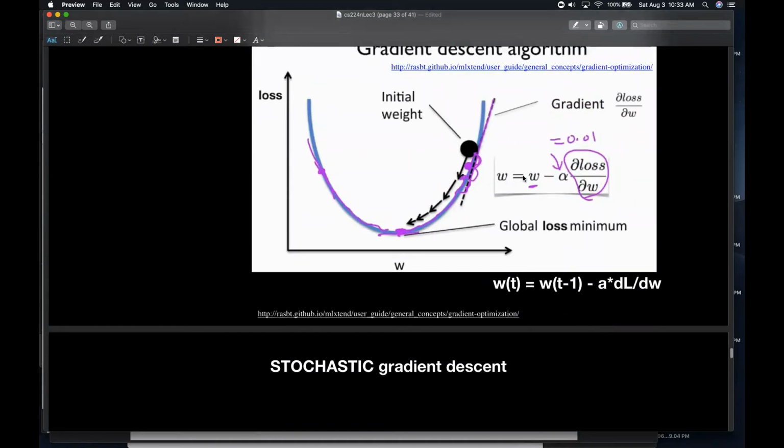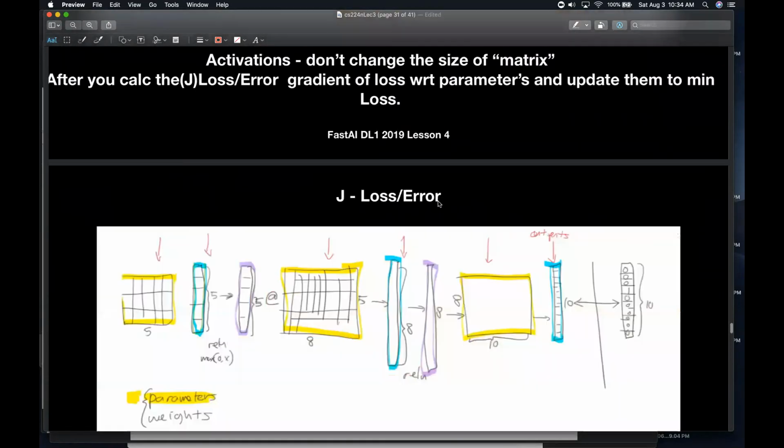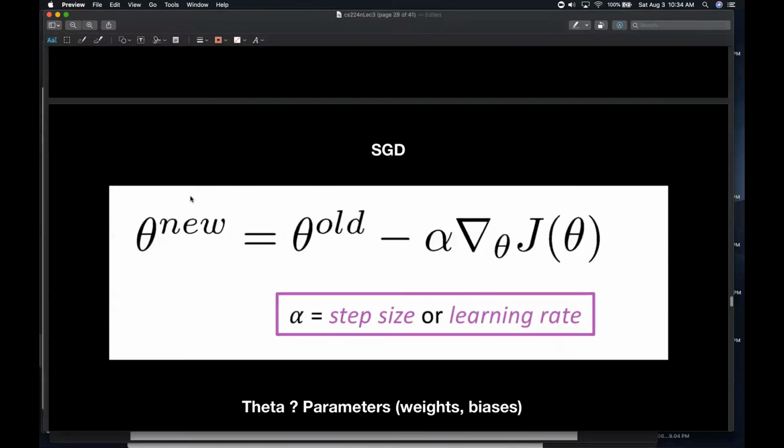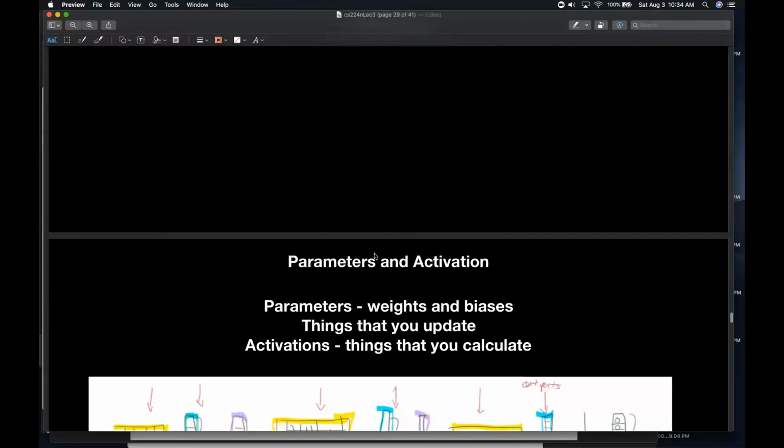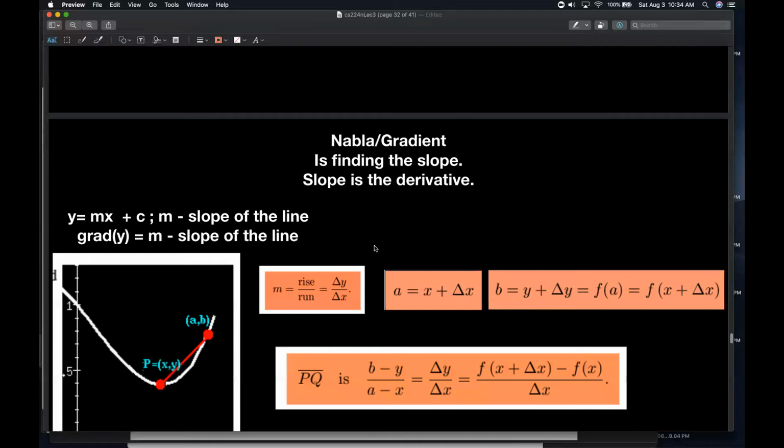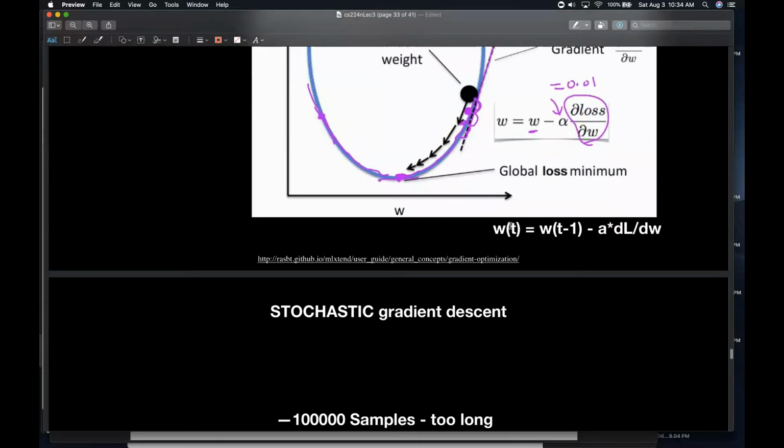I just wanted to note that though they use W over here, this is W_t, which is otherwise represented here as theta new and theta old. So this is your updated iteration, where you're taking the values from the previous iteration and updating them with these values.